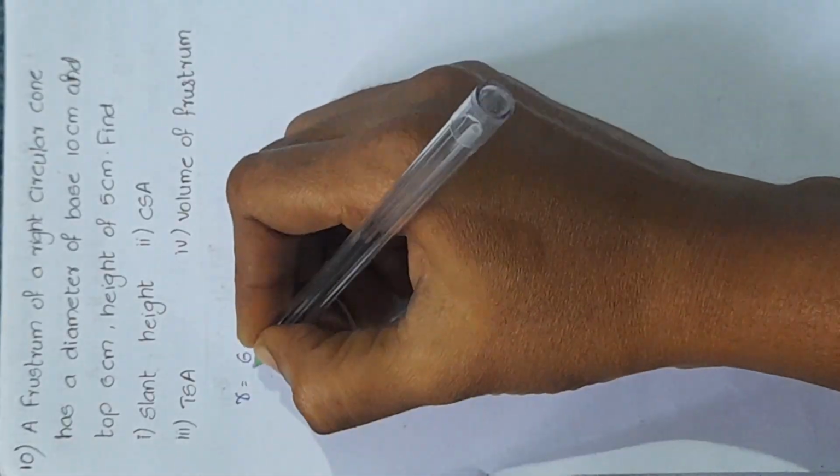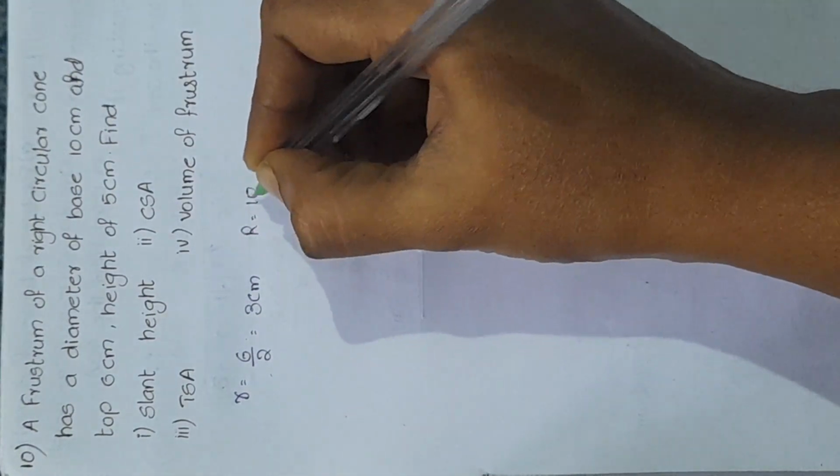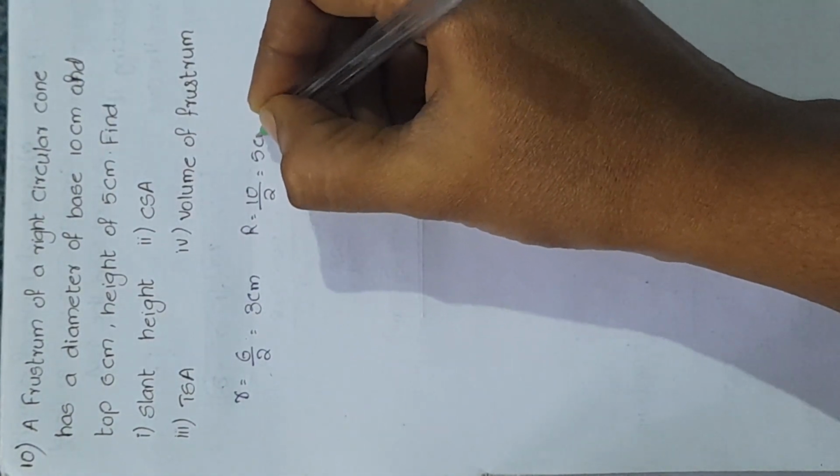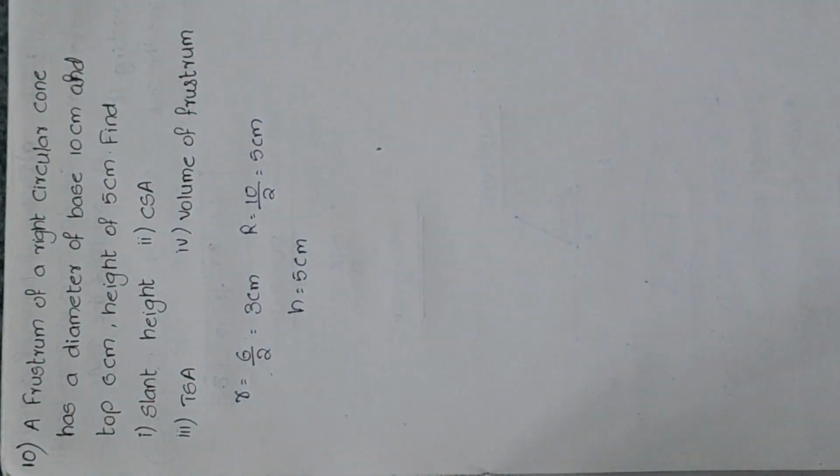Here small r is equal to 6 by 2, that is 3 centimeters. Capital R is equal to 10 by 2, which is equal to 5 centimeters. And h is given as 5 centimeters. This is the information we get from the question.